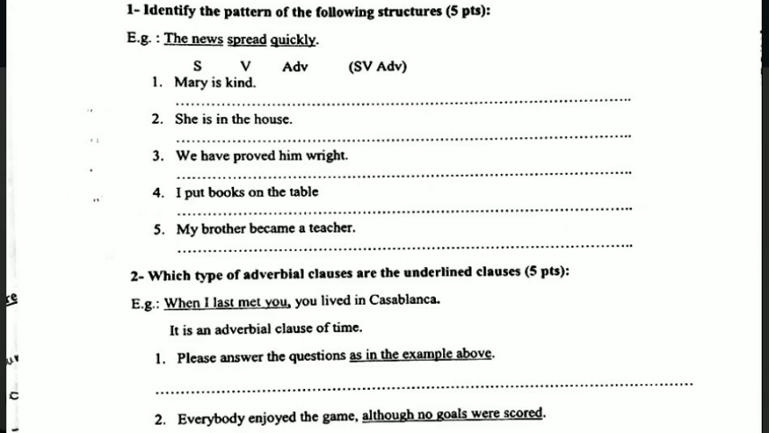Everybody enjoyed the game, although no goals were scored. And automatically, this one is easy. It is an adverbial clause, okay? Of what? Of concession. Meaning although, even though, despite, in spite of, these we call concession. Number 3, we have they started their journey early in the morning to avoid the traffic jam. So to avoid the traffic jam, anything that has in order to, so as to, so that, to, and so on, we call it adverb of purpose. So it is an adverbial clause of purpose.